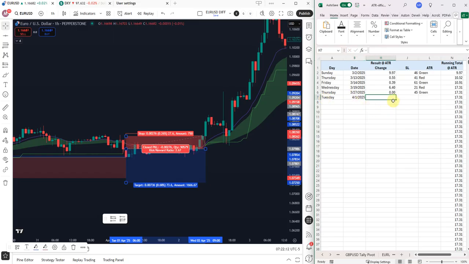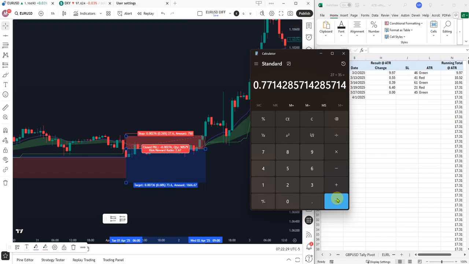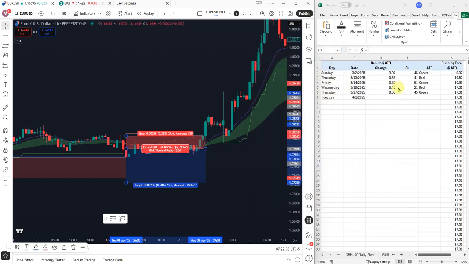And this was a loss, so we had to see how many pips it was, 27 out of 35. Excuse me, our calculator. So 27 divided by 35, so it's a negative 0.78. So minus 0.78. All right, and that was 35, and that was a sell for red.